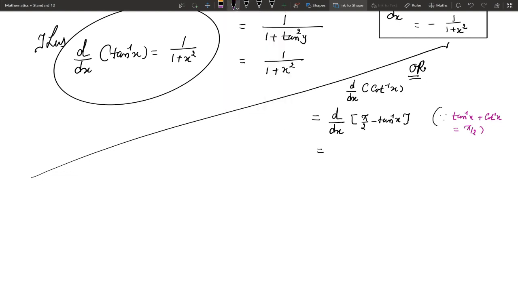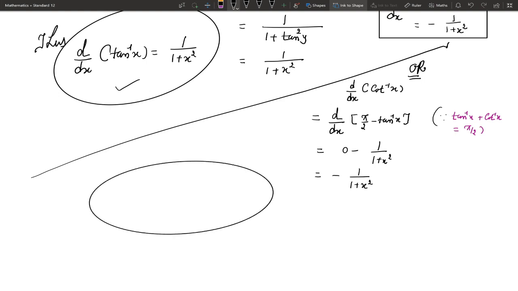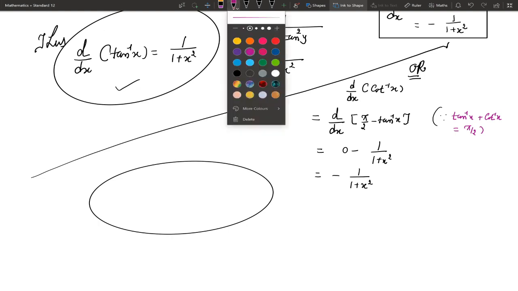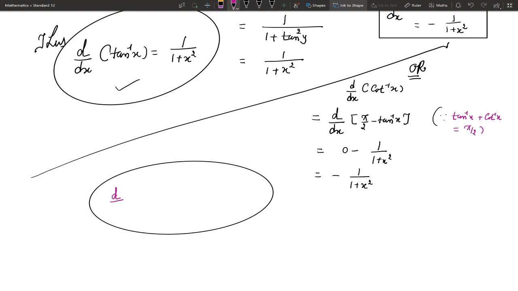Therefore now pi by 2 is constant, so derivative is 0. We have derived d by dx of tan inverse x is 1 upon 1 plus x square. So simplification is minus 1 upon 1 plus x square. So using the formula of d by dx of tan inverse x, you can derive the result d by dx of cot inverse x equal to minus 1 upon 1 plus x square, x belongs to R.